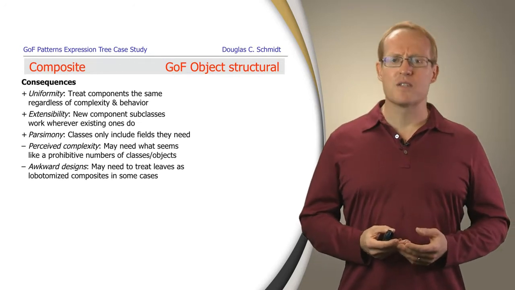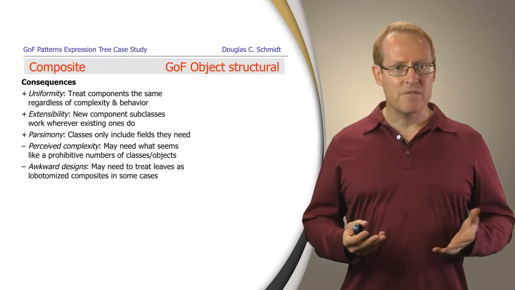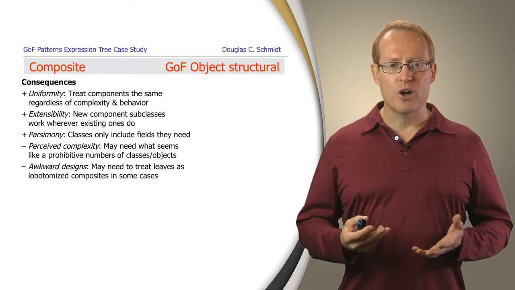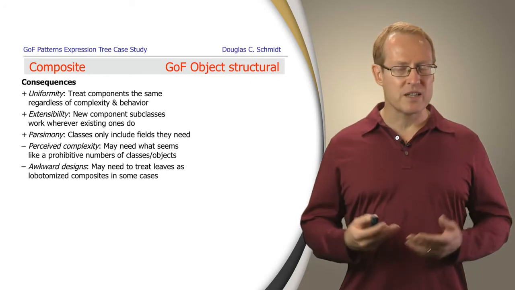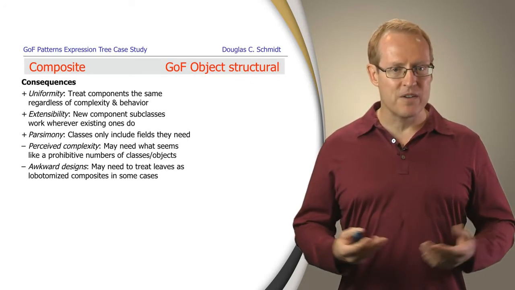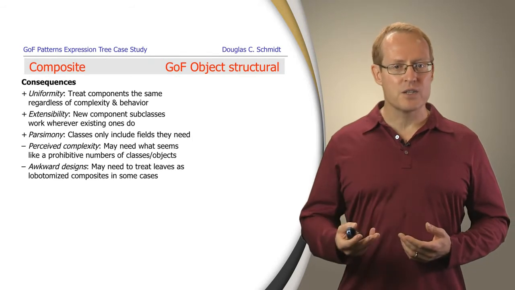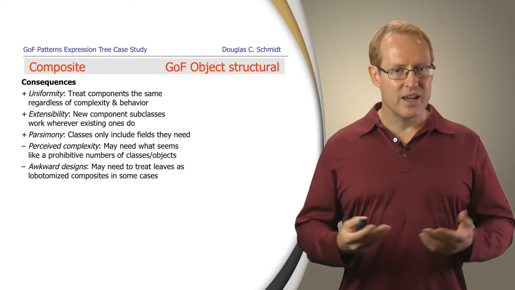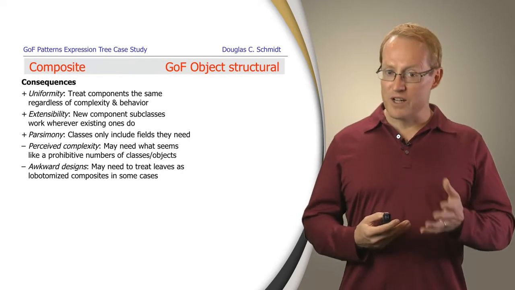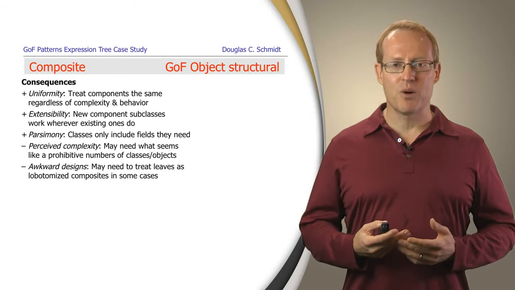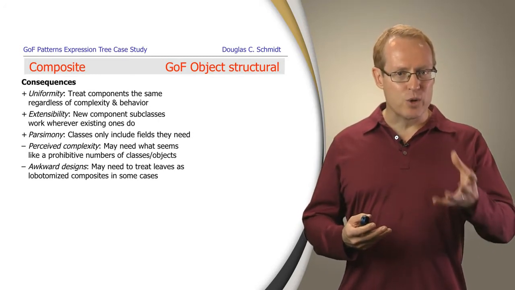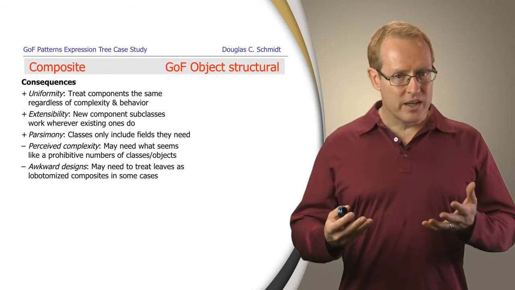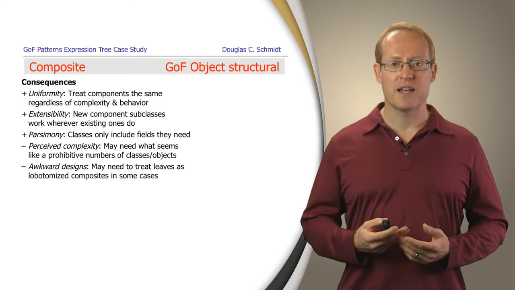There are a number of consequences of applying composite. Some of the positive benefits are much greater uniformity. We treat components the same regardless of their complexity, in other words, their nesting depth or their behavior. They all have the same interface. Likewise, the solution is very extensible. New component subclasses can work wherever the existing ones do, so we can extend without having to break what we've already got, which is very different from our algorithmic decomposition, where we had to perform surgery on the tree node structure to add new type tags, make changes in our algorithms to add new cases for our switch statements that switch on those type tags, and so forth.